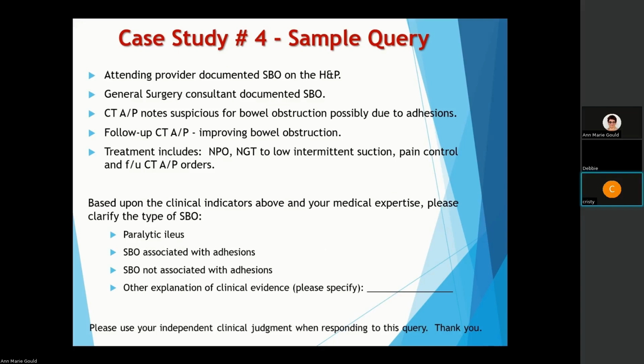So this is just a sample query for the SBO type. Is it something else? Is it just a paralytic ileus or something going on? Or is it associated with adhesions or not? You could still ask for partial or complete too. That could be another separate query for the type. Right. Okay. All right. Very good.